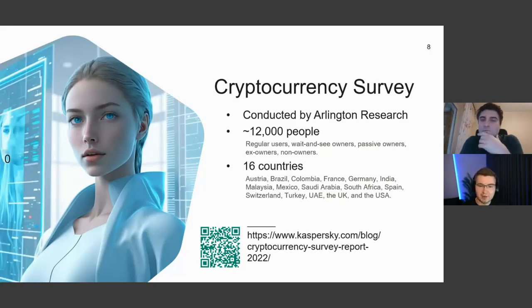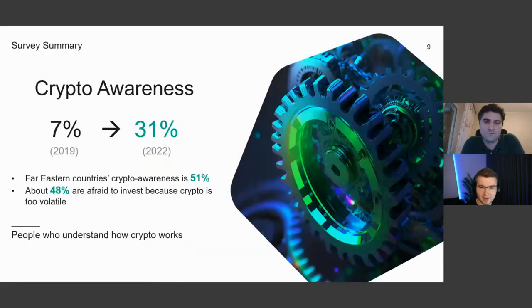So we had regular users, individuals who currently own cryptocurrency and use it frequently to purchase something or donate. And then there are wait-and-see owners, individuals who own cryptocurrency mainly as a form of experimentation or investment. Passive owners, individuals who own cryptocurrency but do not actively use it. Then there are ex-owners, those who used to own cryptocurrency and no longer do. And non-owners, people who never owned cryptocurrency and have just a basic awareness of it.